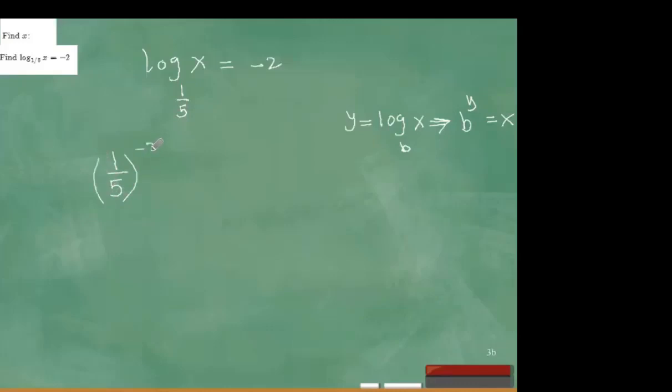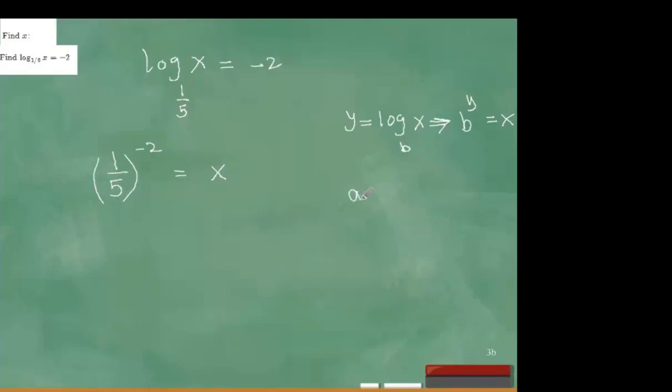Here we'll solve for x. We have log of x is equal to minus 2, and the base is 1 over 5. So I have y is equal to log of x with the base b. I can write this as its exponential function, b to the power of y is equal to the argument x. So in this case, my base is 1 over 5. So I can write this as 1 over 5 to the power of minus 2, which is equal to my argument, which is x.